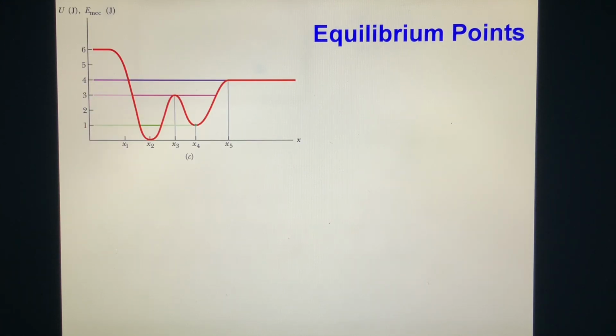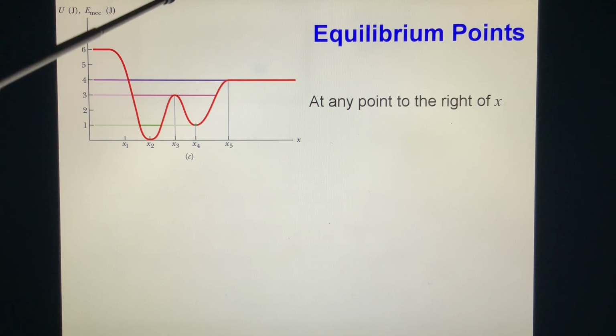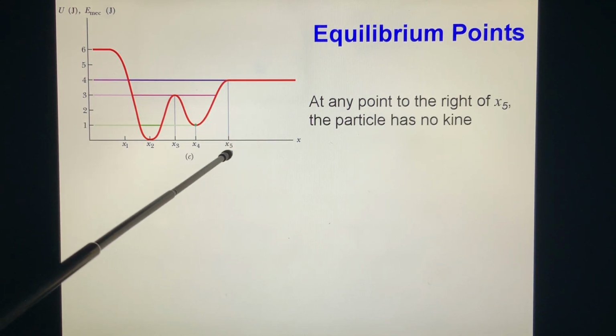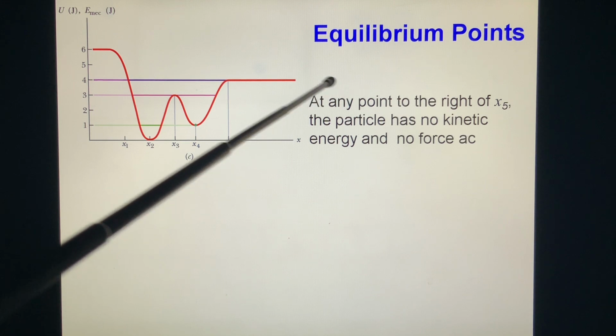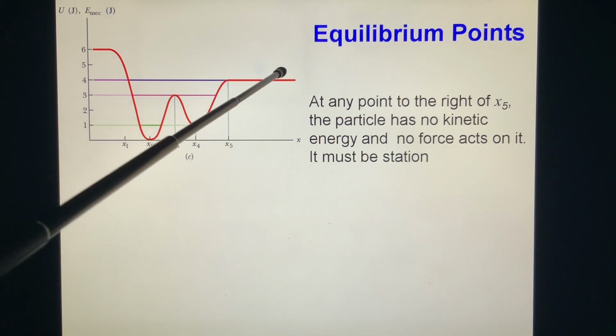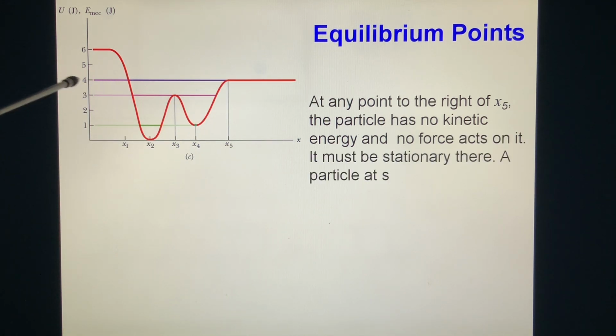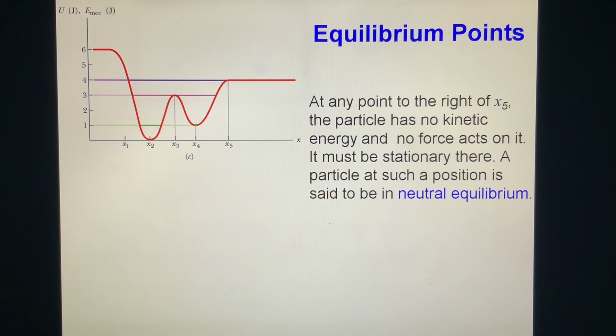Equilibrium points. Now, this one, this one, this one, this one. These three are equilibrium points. At any point to the right of x5, the potential is the same. That's equal to the same, so there's no force on it. So it must be stationary.